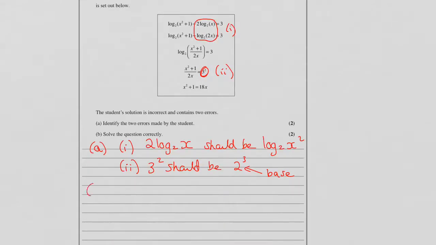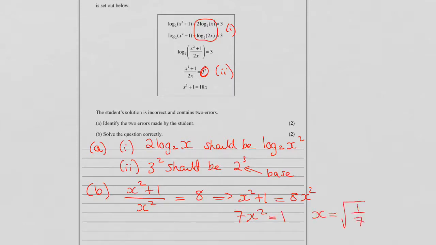Right, now we need to solve it as well. It's only 2 marks, but we've already figured out most of where it's gone wrong, so I don't need to start from the beginning. I just need to start from that kind of 4th line down, because the x squared plus 1 is correct. I know that that should be x squared and not 2x, and I know that that should be 2 cubed. So all I need to do now, a bit of rearranging. X squared plus 1 equals 8x squared. 7x squared equals 1. So that means that x equals the square root of 1 over 7.